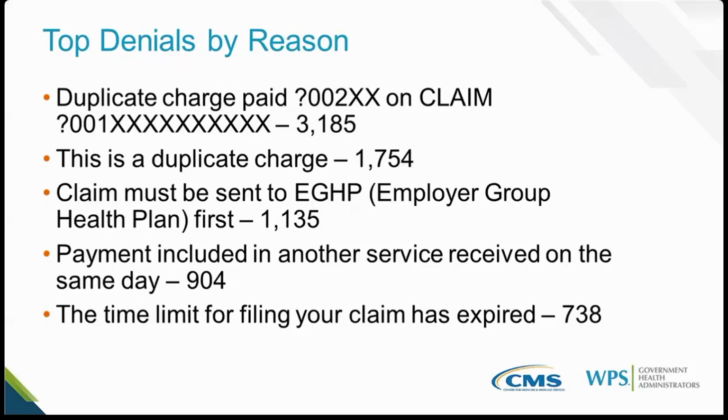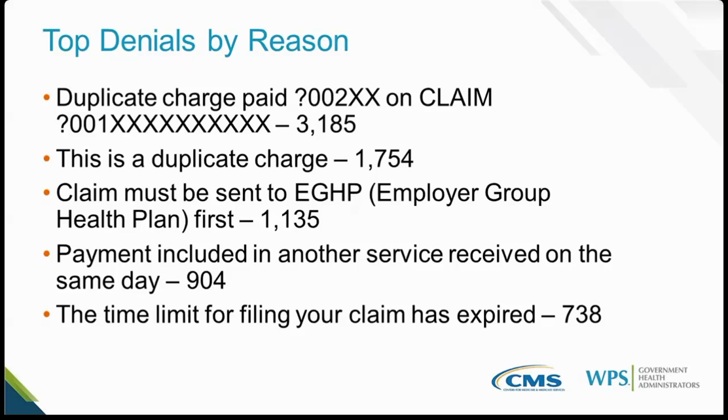All right, let's move now. I talked about rejections. I want to talk about denials, those top denials by reason. Look at the first couple. Duplicate claims, 3,185 duplicate claims because the charge was already paid on another claim. Those question marks and numbers and X's, that stands for a date. Duplicate charge paid on such and such a date on claim such and such. So the question mark in the second line there, it's a stand-in for the ICN of a claim. The first one is for a date, the second one is the ICN.